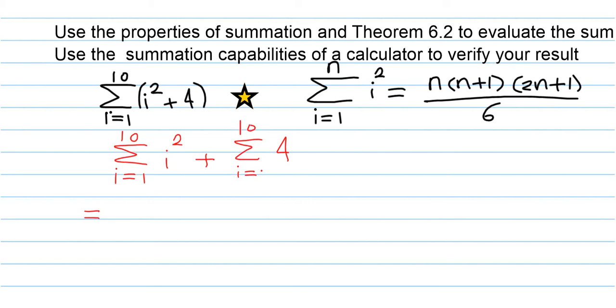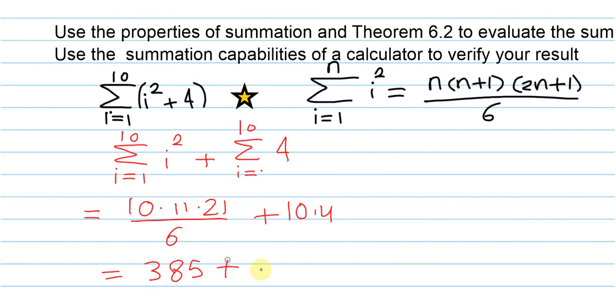But with respect to the first part, I have to substitute in this long formula. So it is n, which is 10, into n plus 1, which is 11, into 2n plus 1, which is 21, all over 6. This is the substitution of sigma i squared. Plus, what about sigma 4? As we told you, we have to multiply 4 by 10. Don't forget to use your calculator to get the final result, which is 385 for the first part plus 40 for the second part, which comes to 425.